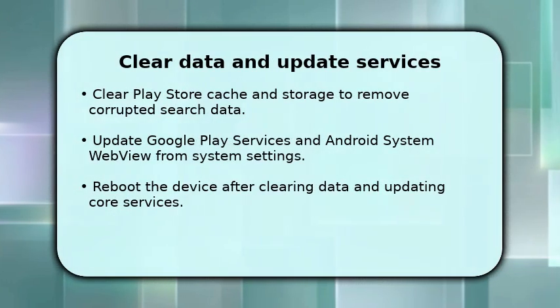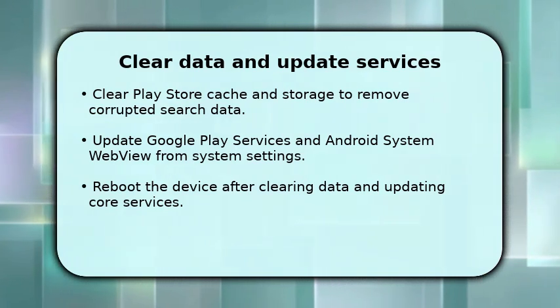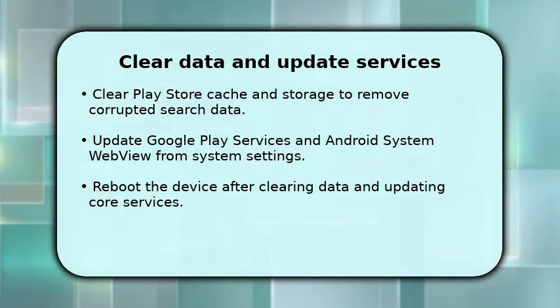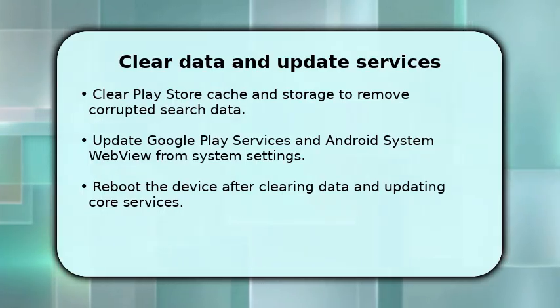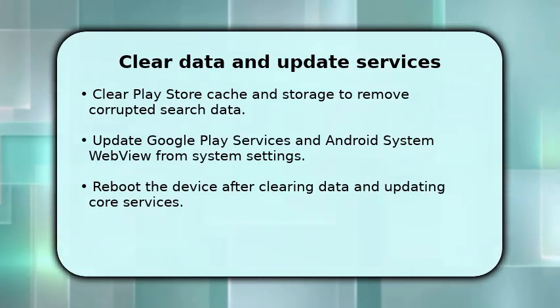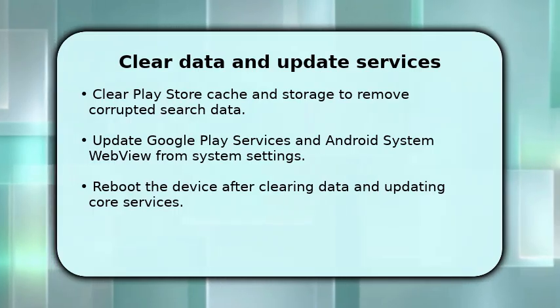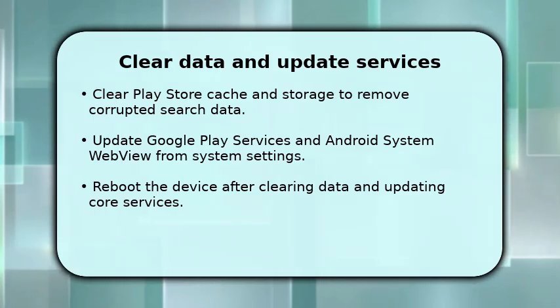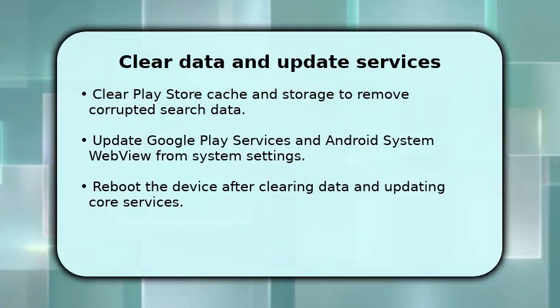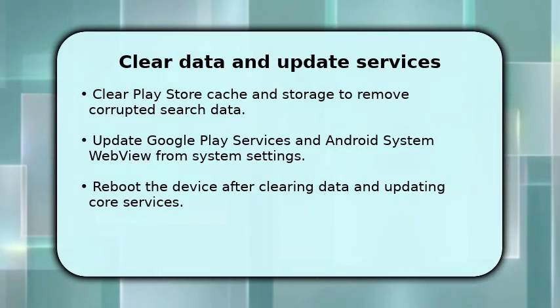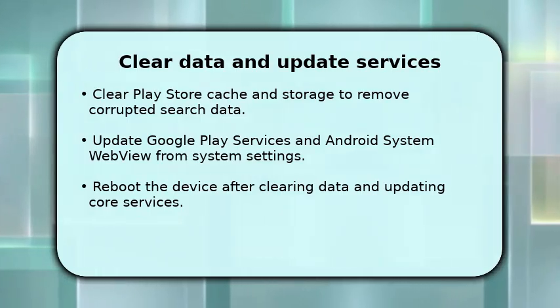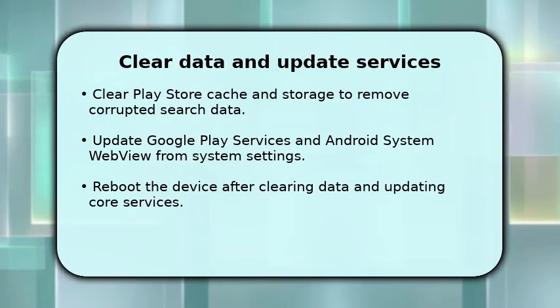Open Settings, go to Apps, then Google Play Store to clear cache and storage. Clearing data removes corrupted search indexes that cause no results shown. Then open System Updates and update Google Play Services and Android System Web View to the latest versions. These components power search and app listings inside Play. After clearing data and updating, reboot the device so all changes take effect and background services restart cleanly.